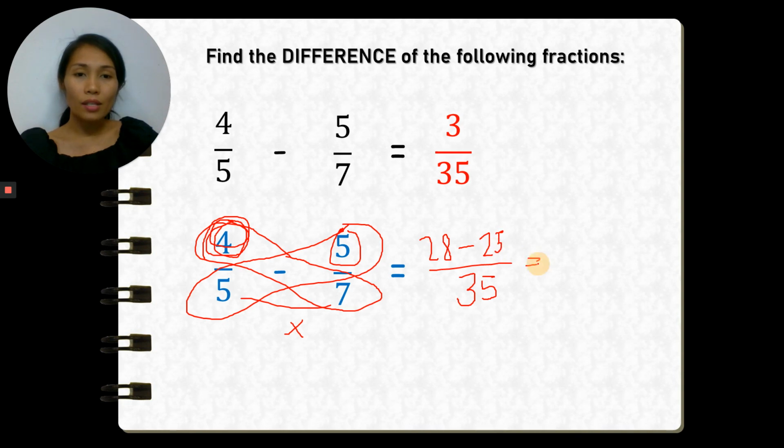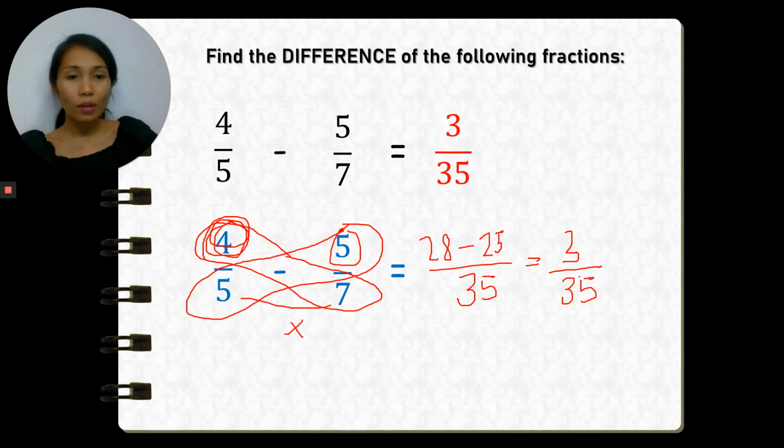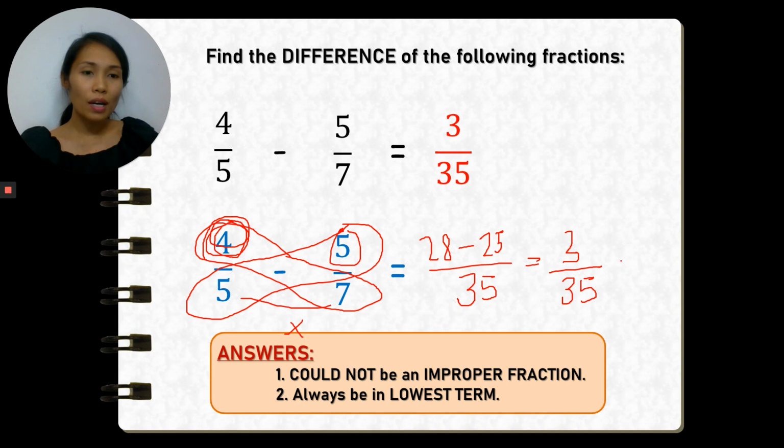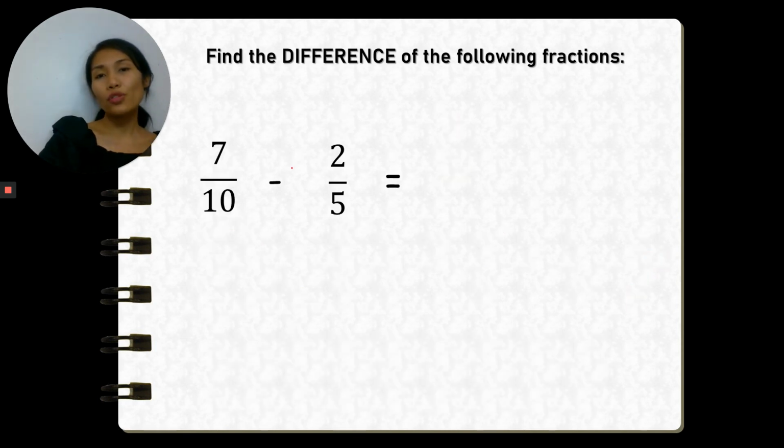So the answer is 3 over 35, because 28 minus 25 equals 3. Is it an improper fraction? No. So that's already in lowest term, and that's our final answer. Now let's try this one.